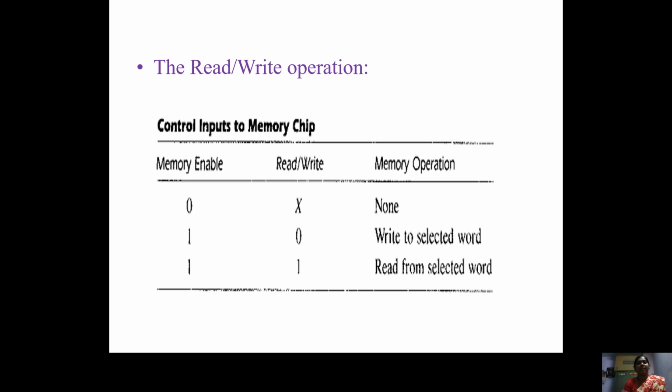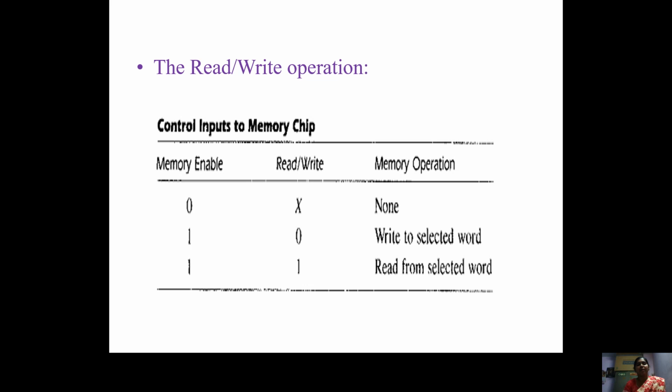Whenever memory is enabled, if read or write is 0, that means write. Then we are able to write the word to a selected address. So the selected word can be written into the memory whenever read or write is 0.